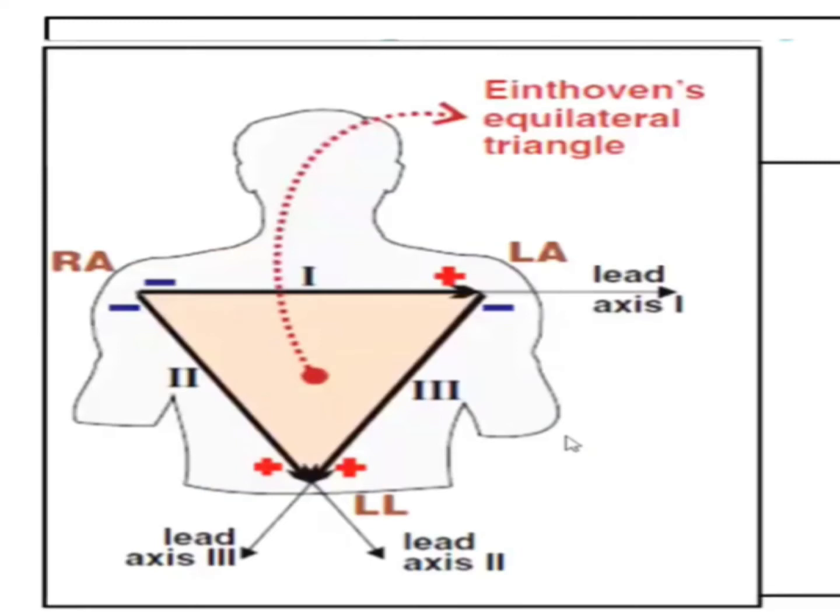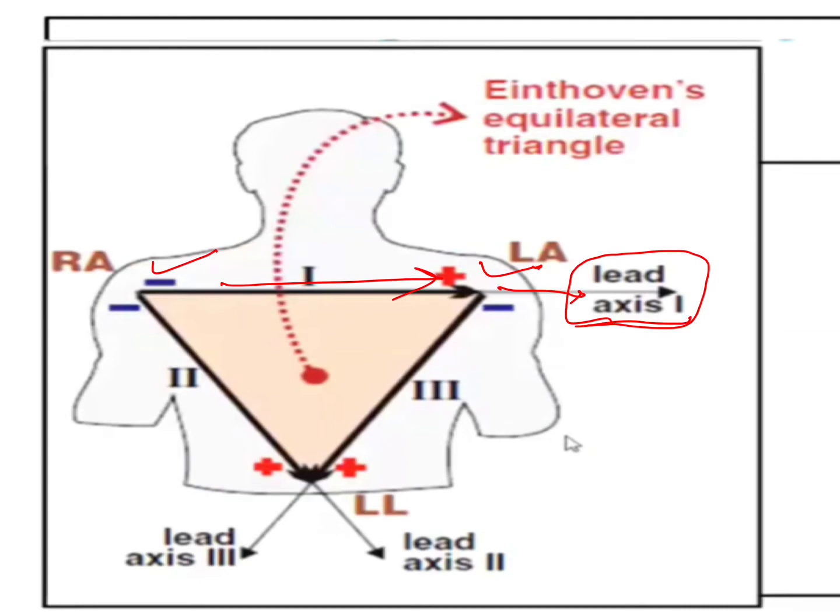Here we can see lead 1 is represented by the positive electrode placed on the left arm and the negative electrode placed on the right arm, and the direction of the vector is in this direction, that is, towards the left arm.